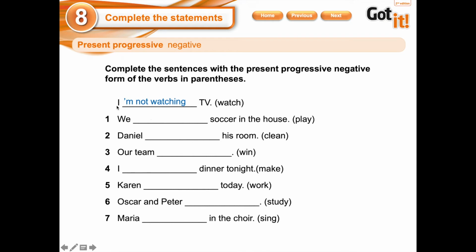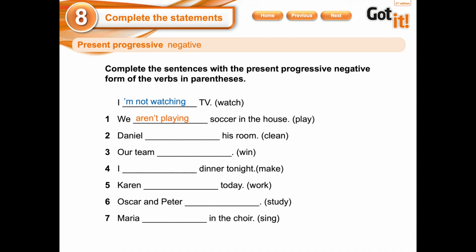So, I am going to pay attention to the subject, and here I have I. So I must remember what the Miss says about this. I'm not, and then I am going to change this verb. Remember that you have to use ing. I'm not watching. Let's continue with number 1. Then you have a we, so I can ask you, isn't or aren't? In this opportunity it is aren't because we're talking about more than one person. And we have the verb play, playing. We aren't playing soccer in the house.